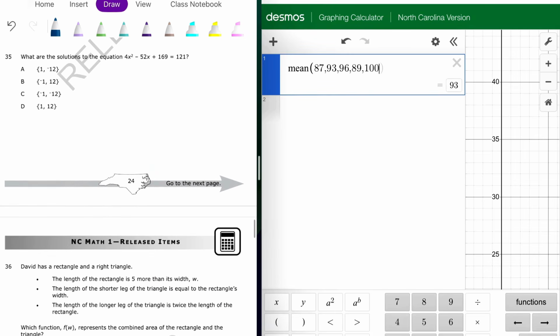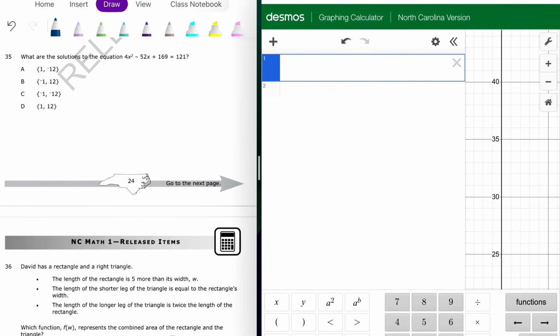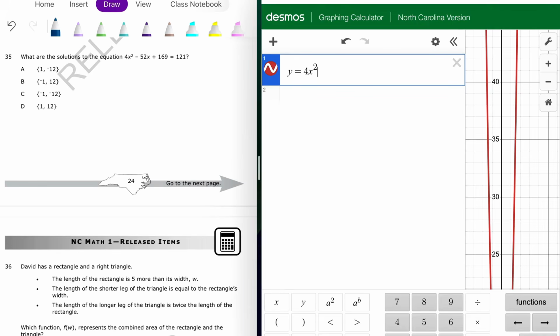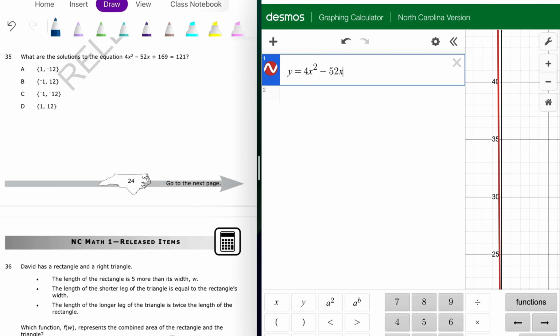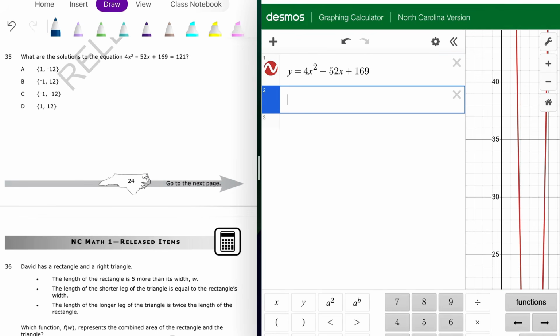Okay. 35, this is a quadratic. The math knowledge you must have here is that solutions to a quadratic are where they cross the x-axis, the x-intercepts. But there are 2 ways to do this one. You would have to get it equal to 0. If it's not equal to 0, though, you can actually just set it equal to what it's equal to, and you can go look for it.